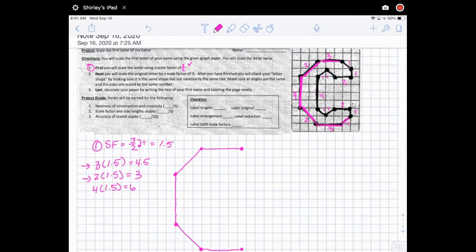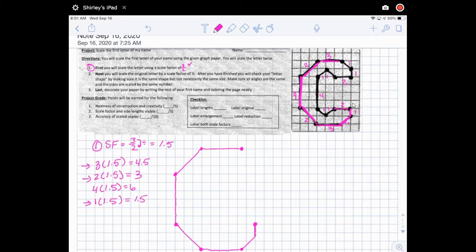Scale up my next side length, which is 1. So this is where it's going to get a little bit more difficult because we're working in halves. 1 times 1.5 is 1.5. So here's 1/2, 1, and then 1.5. Scale up 1 again. Again, I don't have to redo that work. So I'm going to draw, here's 1/2, and then 1.